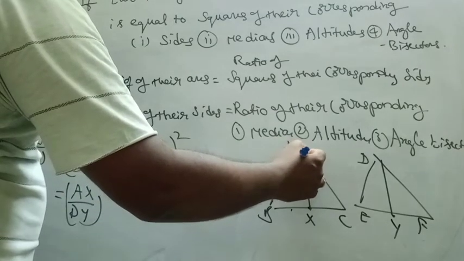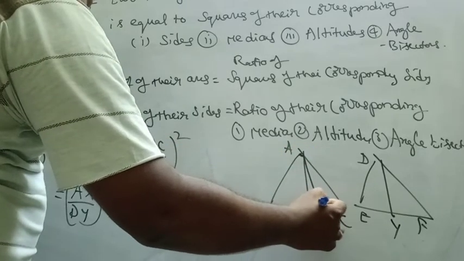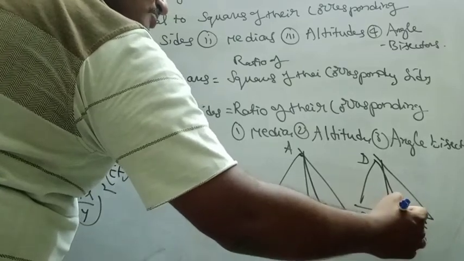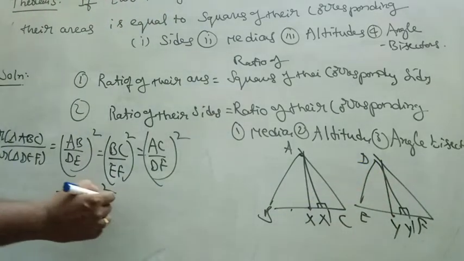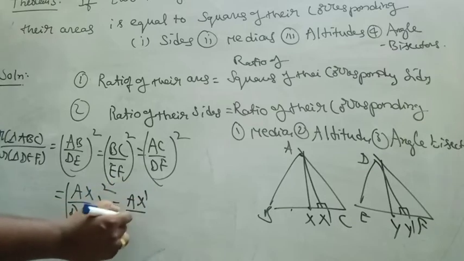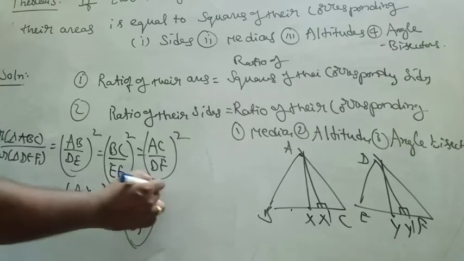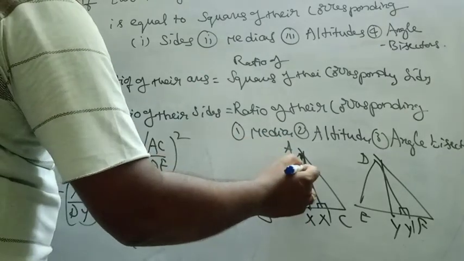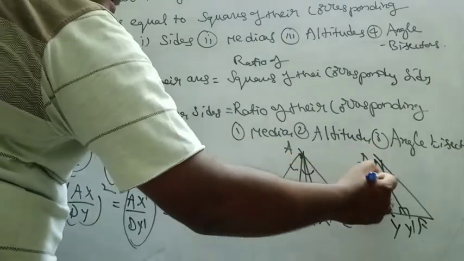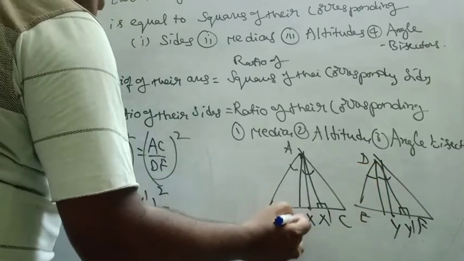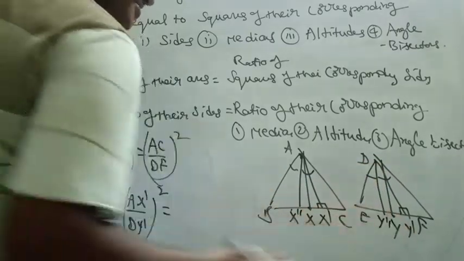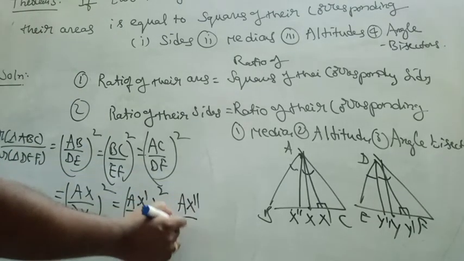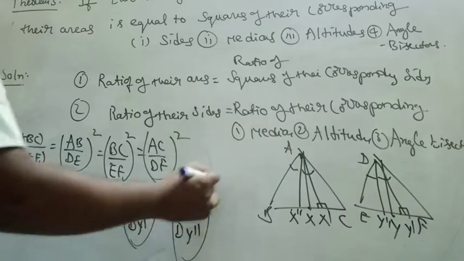Suppose for the next one we have the altitude. If I draw a perpendicular like this, let us call it X dash, and let us call this Y dash. This is the perpendicular altitude. Then that is equal to AX dash by DY dash whole square. Next we have the angle bisector. Here also, let us call the angle bisectors X double dash and Y double dash. This is equal to AX double dash by DY double dash whole square.